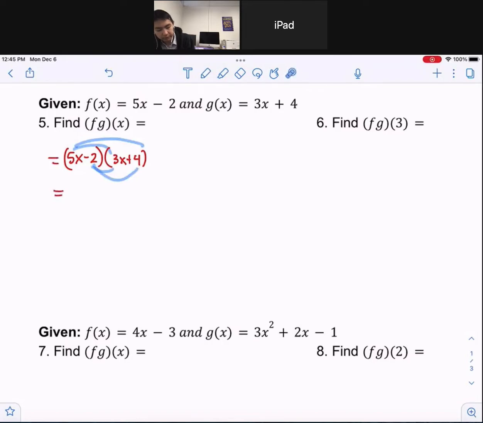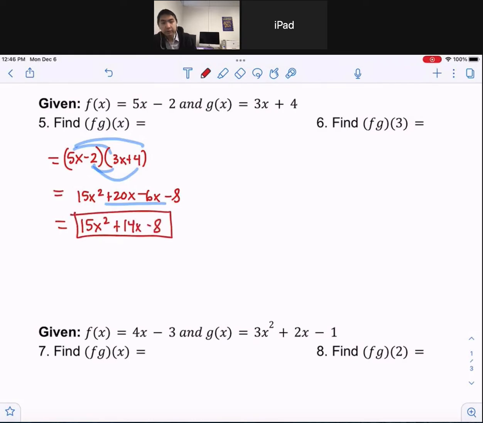Multiply 5x times 3x, 15x squared. 5x times 4 is 20x. Negative 2 times 3x is negative 6x, and negative 2 times 4 is negative 8. The only terms we can combine are our x terms, so it's going to be 15x squared plus 14x minus 8. So that's for number 5.